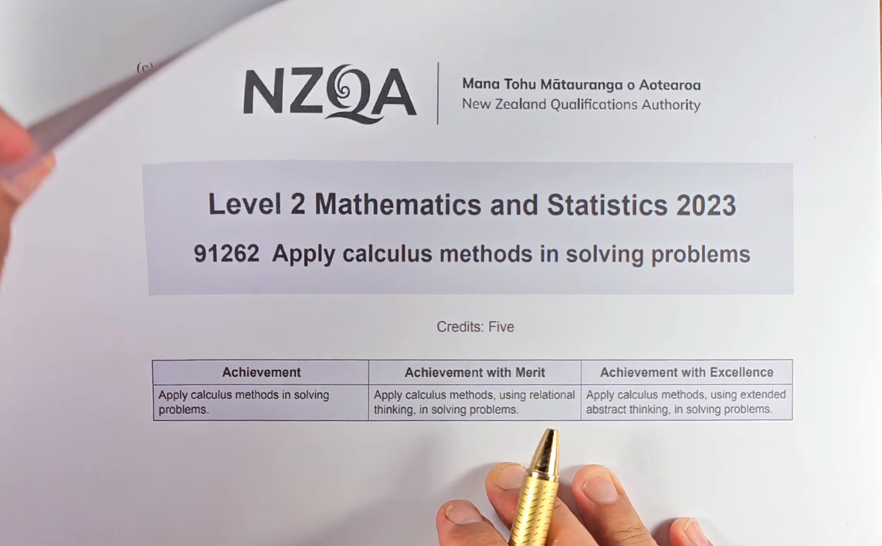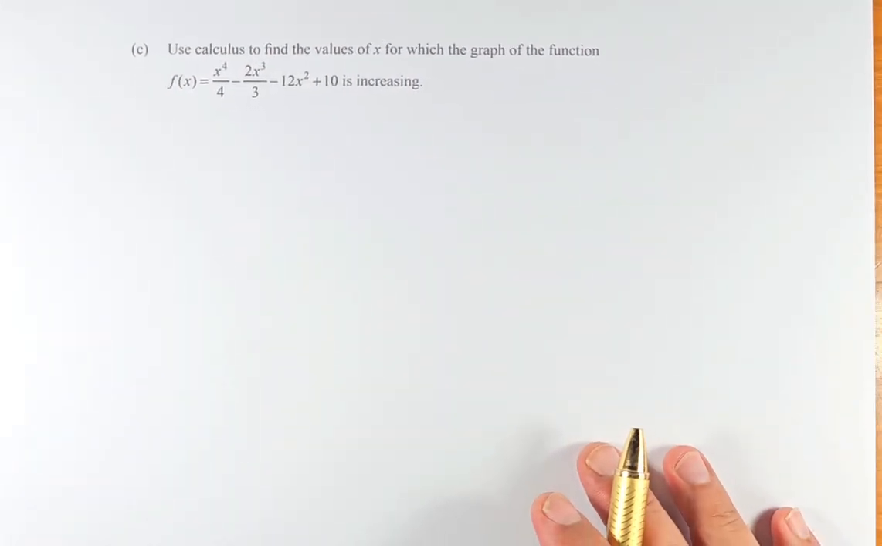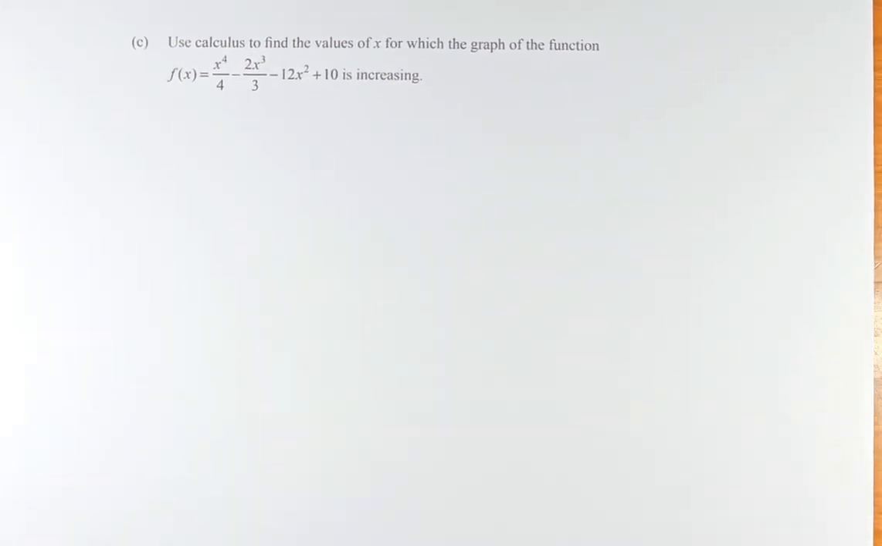So the question sounds like this. Read carefully and use calculus. Remember, you must use calculus to find the values of x for which the graph of the function f(x) = x^4/4 - 2x^3/3 - 12x^2 + 10 is increasing. Because it's increasing, we need to find the gradient.